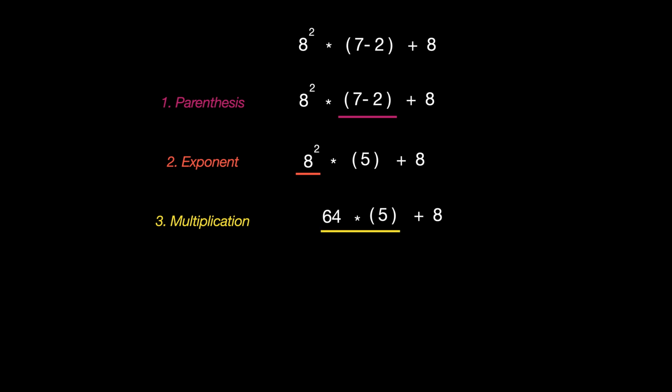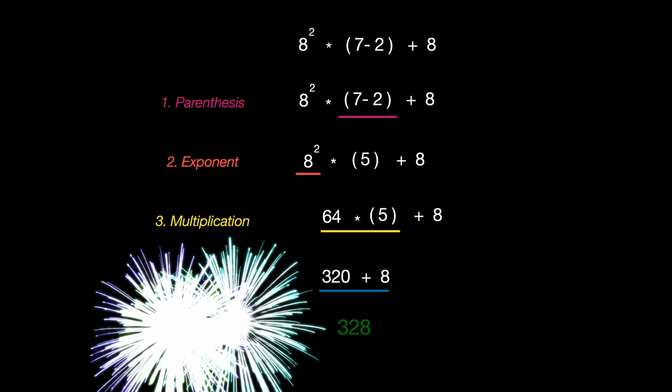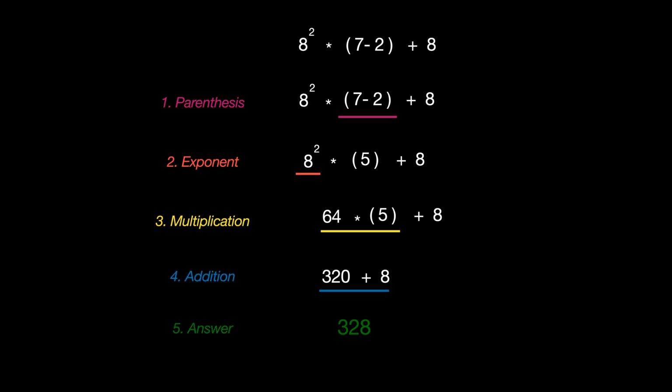So we're going to go ahead and do 64 times 5. 64 times 5 is 320 plus 8. And that's our last step. We're to addition, so we're going to go 320 plus 8, giving us 328, which is our final answer. And that is the order of operations.